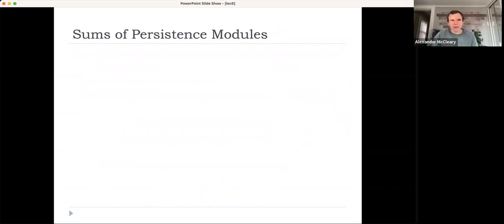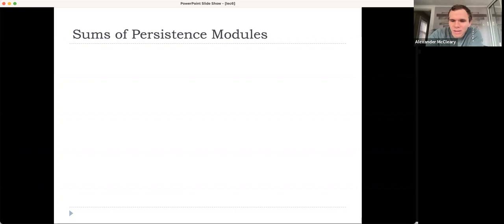Okay, so just like with vector spaces, the first thing we answered here was, what does it mean for two persistence modules to be isomorphic? And that was sort of analogous to the setting of vector spaces. Now let's look at certain other structural elements. With vector spaces, there's all sorts of different things we can do with them.